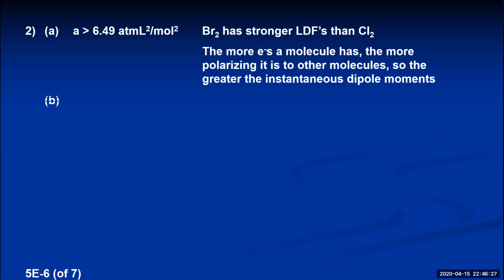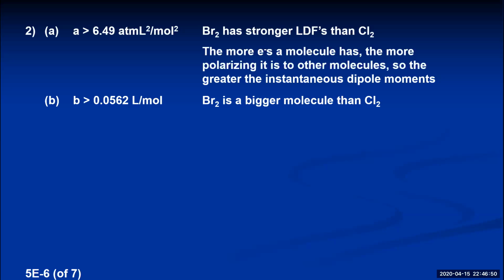The B value corrects for molecular size. And because bromine atoms are bigger than chlorine atoms, that means a bromine molecule would have to be bigger than a chlorine molecule. So I would expect the B value for bromine to be bigger than the B value for chlorine. And that would be just because the bromine molecule is larger than the chlorine molecule.